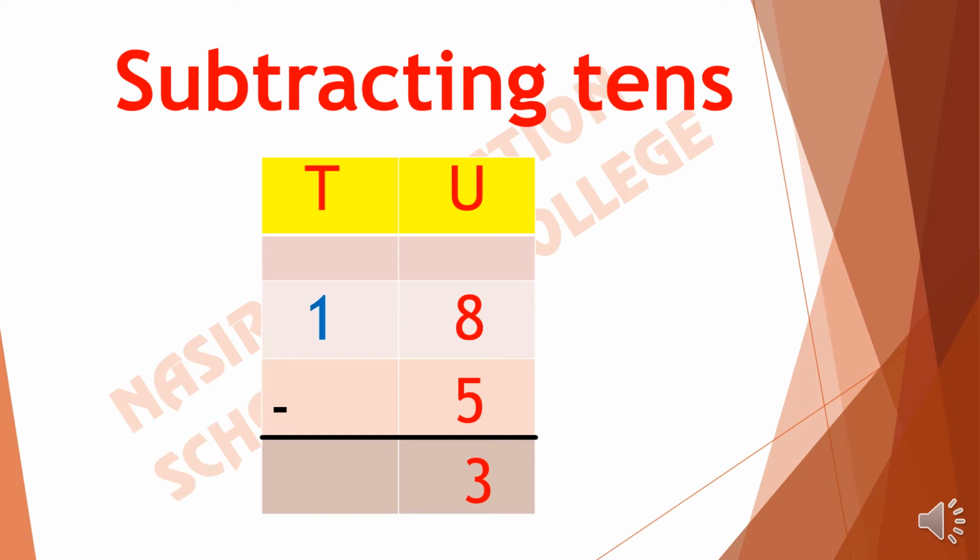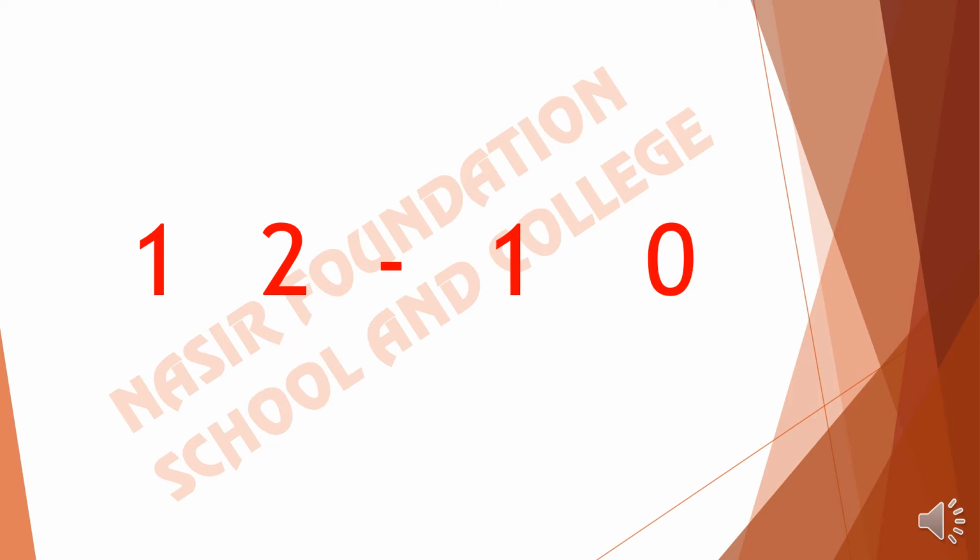After the subtraction of units, we will move towards the tens. In tens column there is 1 and there is nothing to subtract from it. It means there is 0. And if we subtract 0 from any number, what does it come? It comes 1. It means if we subtract 5 from 18, we are left with 13. Let's take another example.